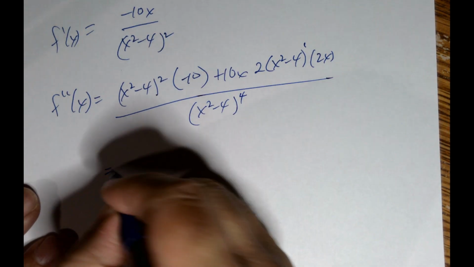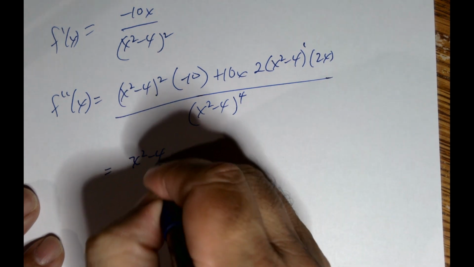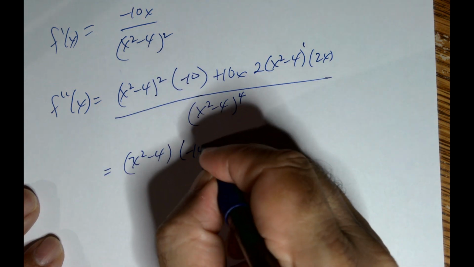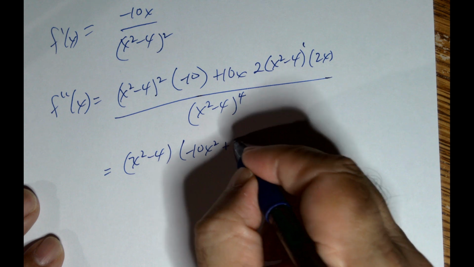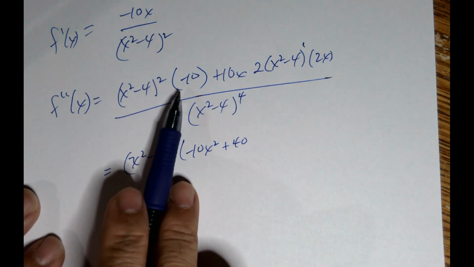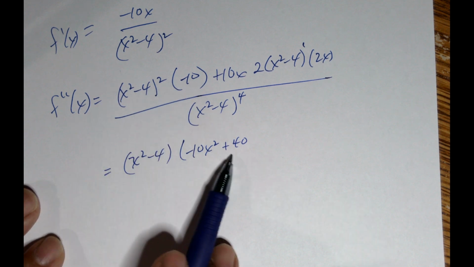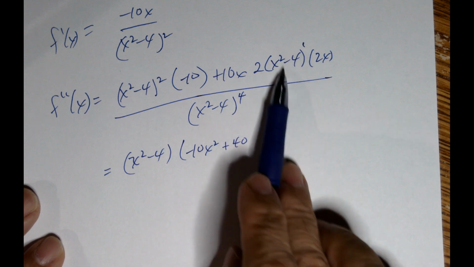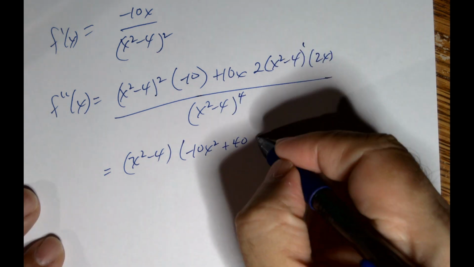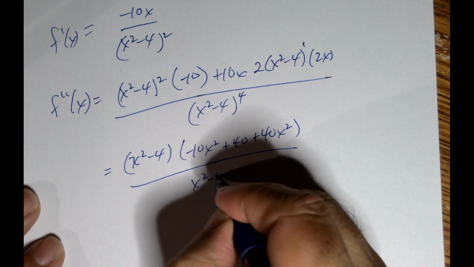Continuing, there's an x squared minus 4 in common. So I take it out. That's going to leave me negative 10 times x squared minus 4. So that's going to be plus 40, right? Remember, I took one exponent of that out, so just one left over. So it's negative 10 times x squared minus negative 4 times negative 10, which is plus 40. Here, I took out the x squared minus 4, so I have 2, 2, and 10. So that's negative 10x squared plus 40x squared, over x squared minus 4 to the fourth.